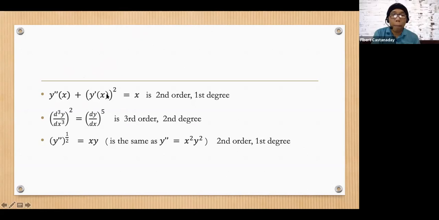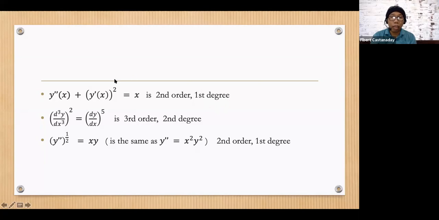Okay, now, how about the degree? We are looking at the exponent of the highest order derivative. Looking at this equation, the exponent of the highest derivative, which is the second derivative, is 1. That's why the degree of the DE is first degree.